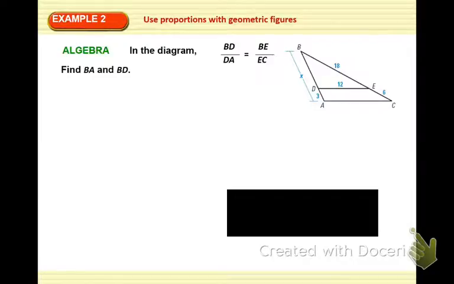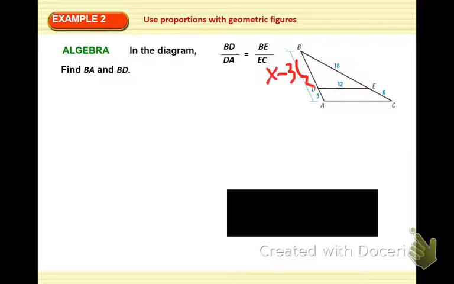All right, so if this whole side is X and AD is 3, I could take X minus 3, and that would be what BD is. So BD is X minus 3 right there. All right? So now we can solve. So we would have X minus 3 over DA, 3, is equal to BE, 18 over EC, 6.